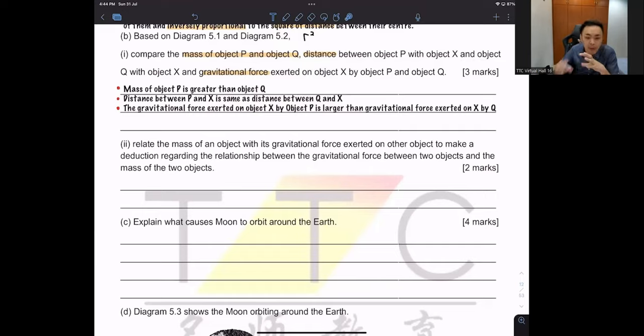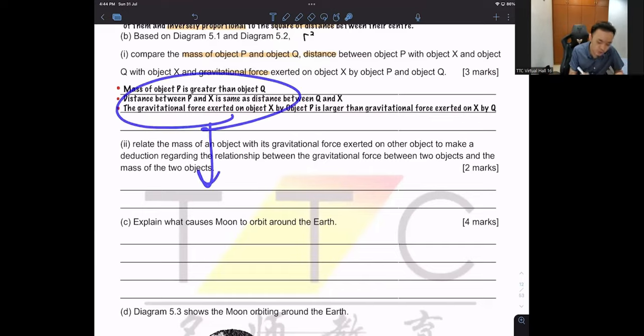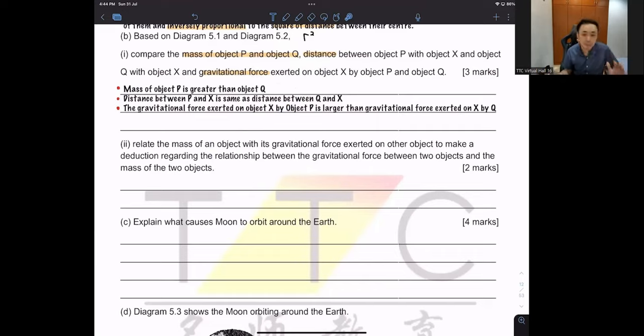Next thing, normally they come one set after another. They'll ask you compare, compare, compare, then after that, relate. It's always like that. Compare, then relate. Because what's the point of comparing? They want you to look at the comparison you wrote here and try to come up with a relationship.